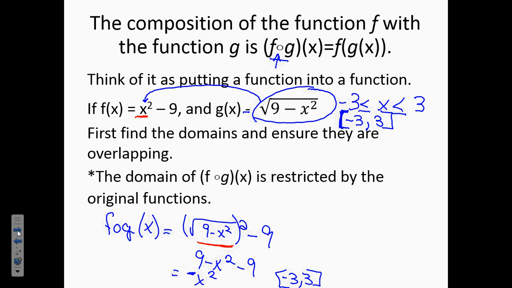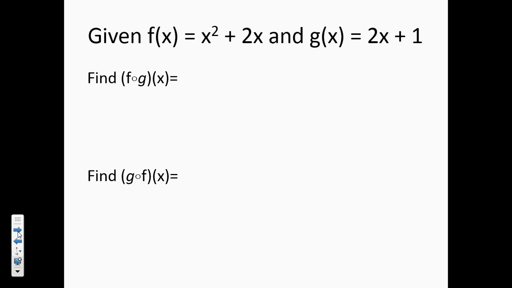Everybody okay with composite functions? Or would you like to see one more example? I'm okay either way. I have another one prepared, but we don't have to do it. Okay, all we're doing is plugging in whatever we see in g and putting it into the x's of f. Everybody good? Or you want to see another one?